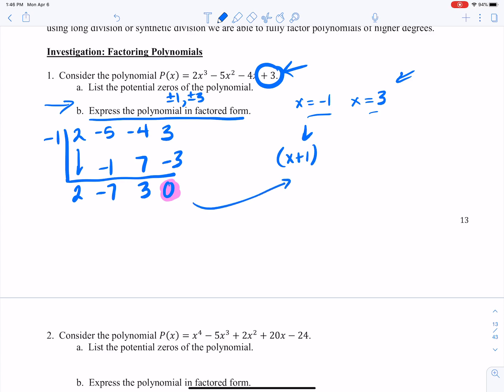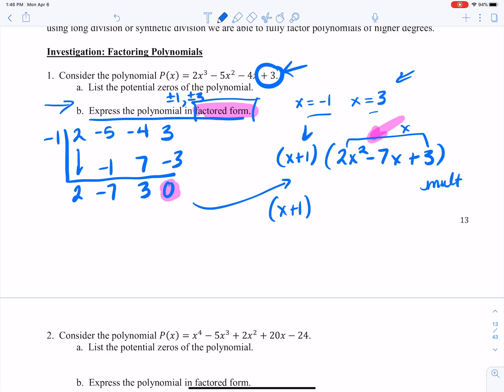And I'm left with 2x squared minus 7x plus 3. Now, if I need it in factored form, I can't have anything with degree 2, so I have to go ahead and factor that one. Well, I know I can factor this using decomp, so that would be something that multiplies to 6 and adds up to -7. And that would be -1 and -6. So I will factor that.